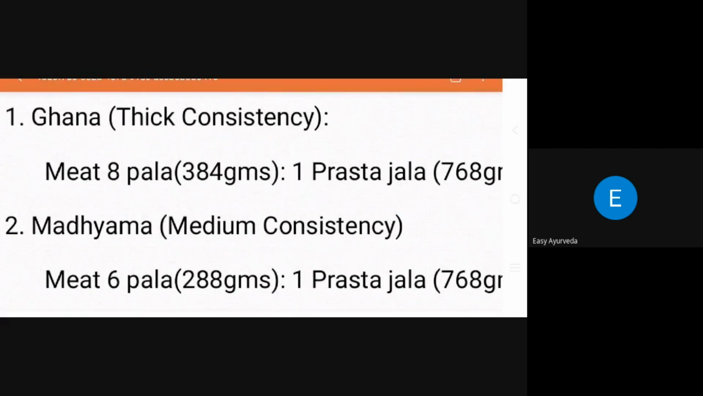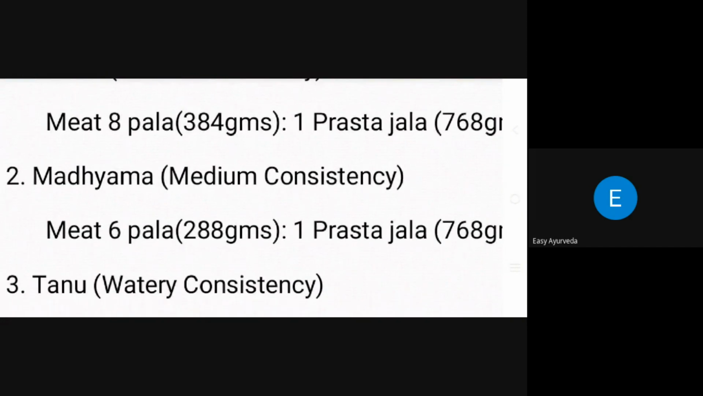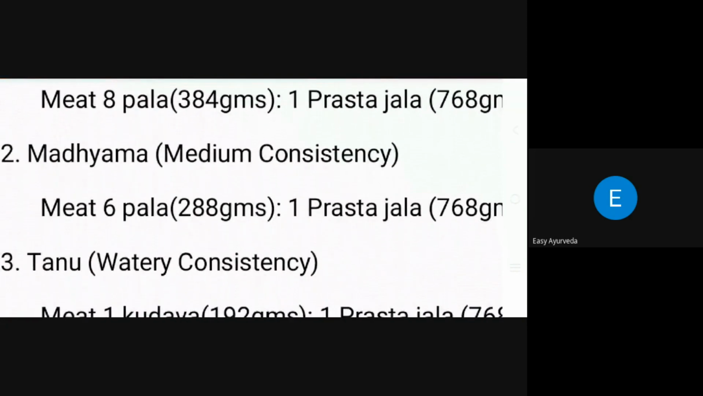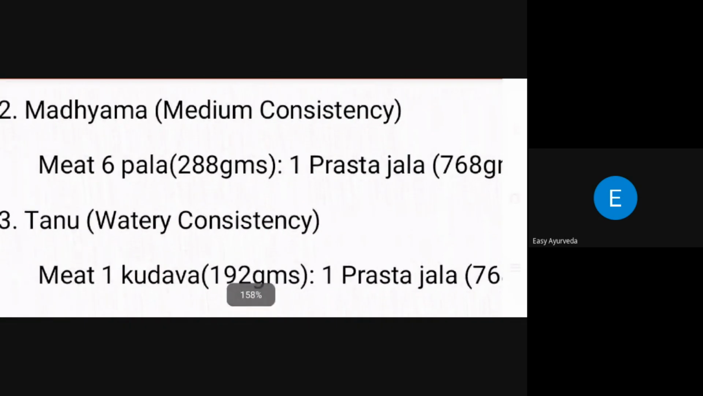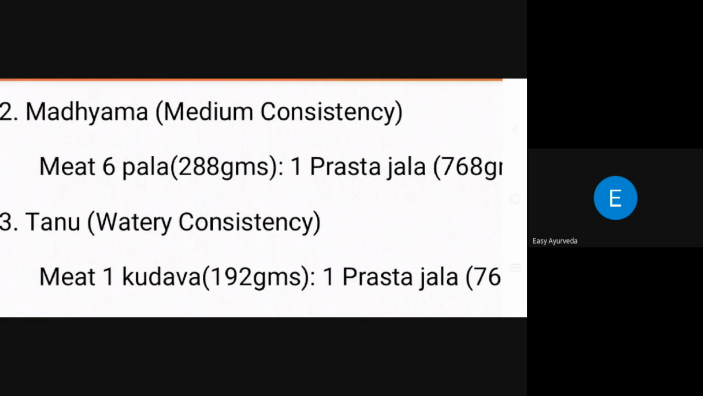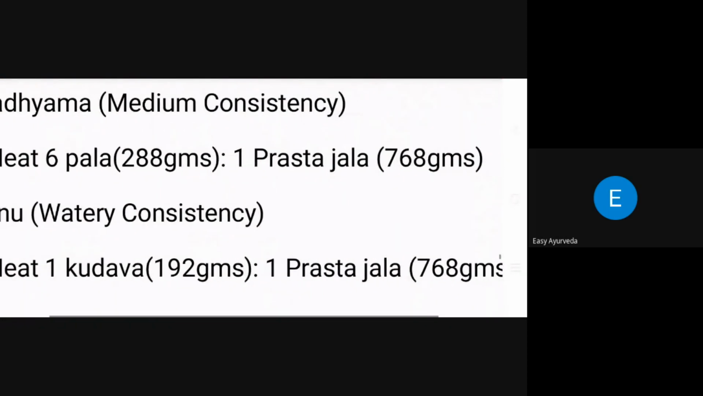If you want to prepare Dhana, thick consistency, we have to add 8 palas of meat. If it is medium consistency, we should add 6 palas of meat, that is 288 grams. And if it is Tanu, the consistency will be thin, with a lesser quantity of meat, that is 1 kudava, 192 grams. But the jala is the same, one prastha, 768 grams only.